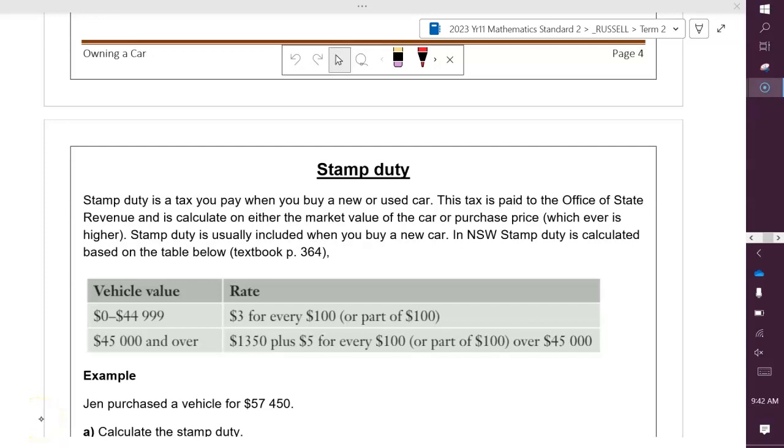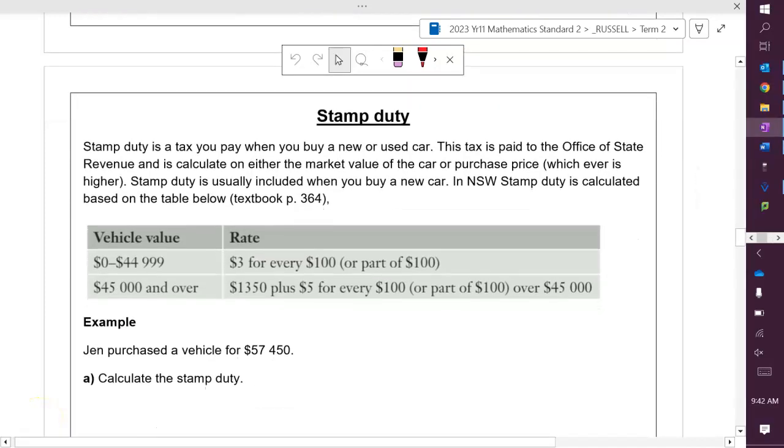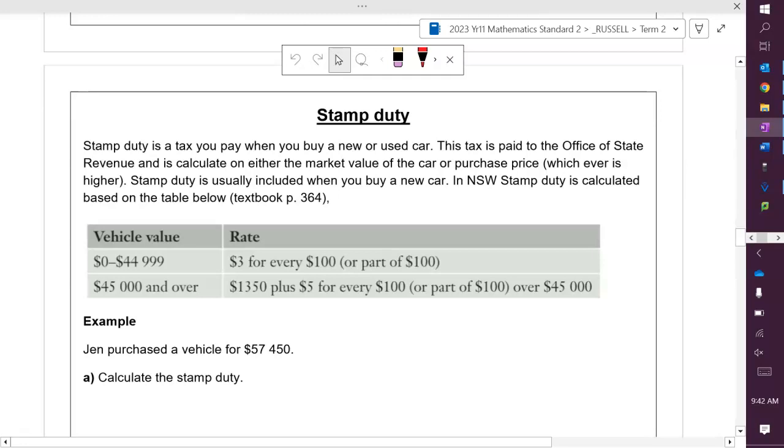So continuing on from our car insurance, in this lesson we're looking at stamp duty. This is a tax that you pay when you buy a new or a used car. If we buy a new car, it's calculated on that market price, and it's paid to the Office of State Revenue. The stamp duty is usually included, but it's based on the market value of the car or the purchase price, so it goes on whichever one is the highest value.